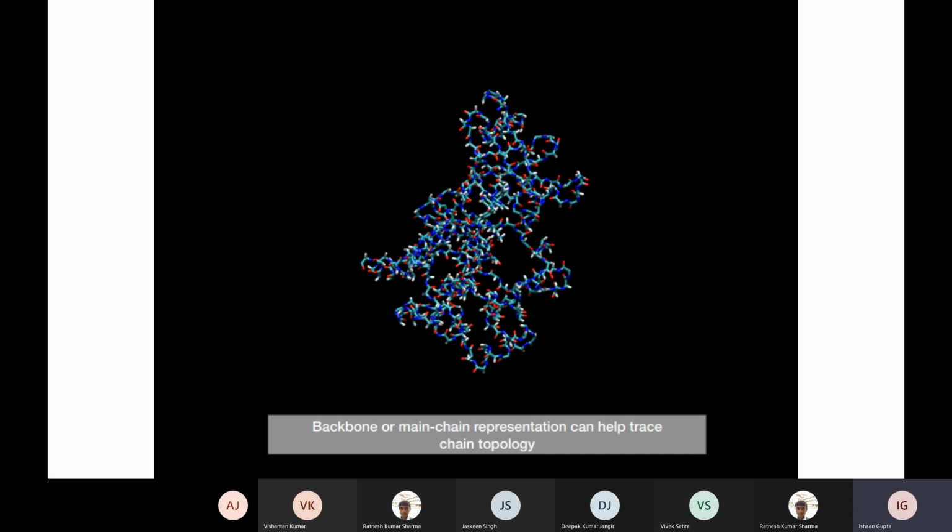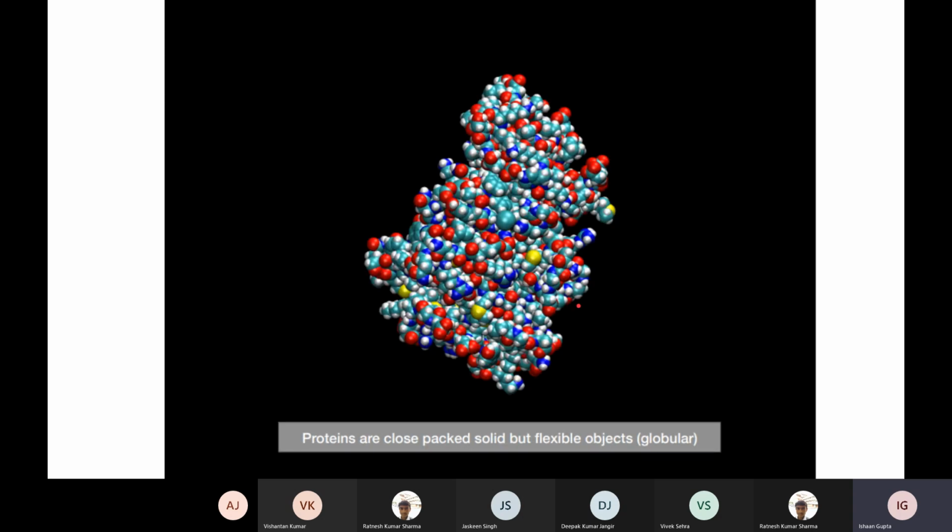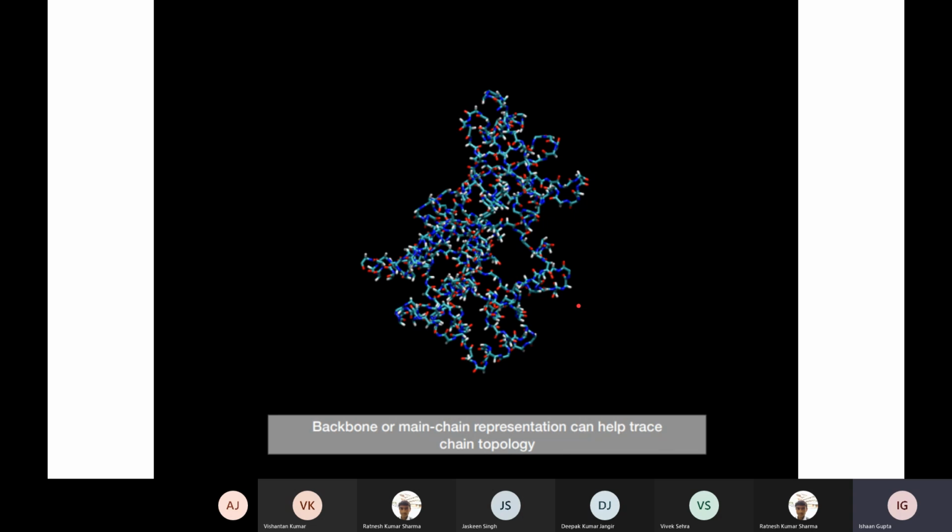So very often what you do is, instead of looking at all the side groups of amino acids, you specifically focus only on the backbone of the proteins. Whenever you're looking at protein structures in three dimensions, you switch off the ball and stick model representation, you switch off all the side groups, and you only focus on the backbone. So this here is only showing you the peptide bonds between different amino acids, and this backbone or main chain representation can help you understand the underlying relationship between different amino acids.